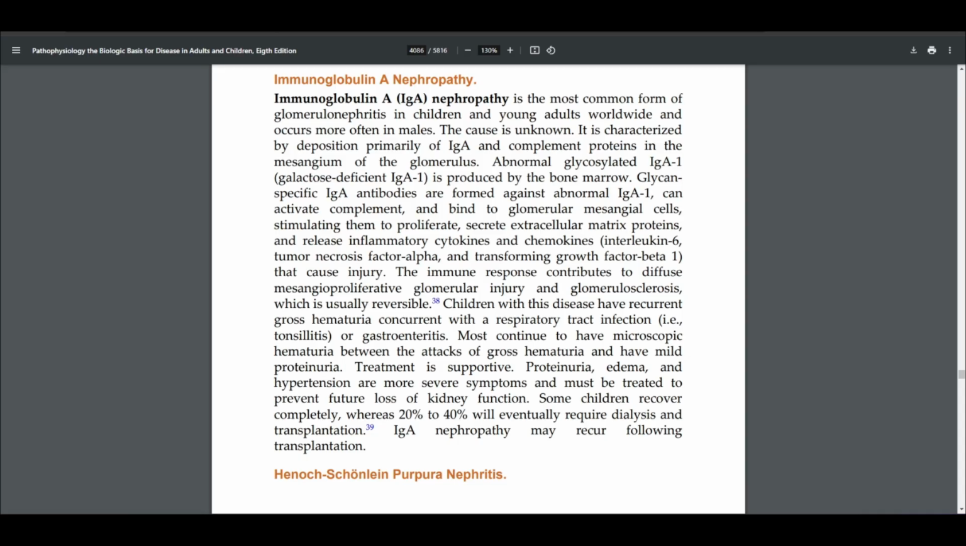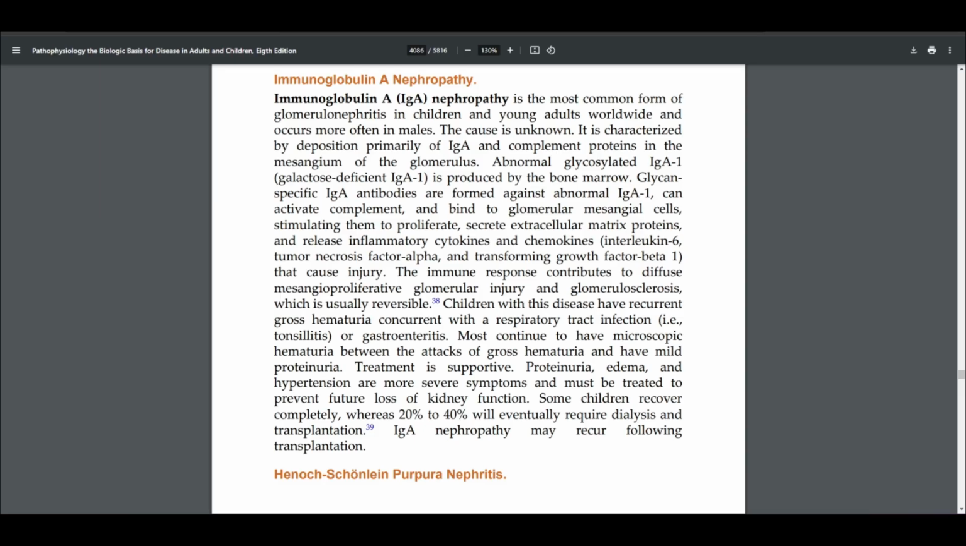Immunoglobulin A nephropathy, or IgA nephropathy, is the most common form of glomerulonephritis in children and young adults worldwide, and occurs more often in males. The cause is unknown. It is characterized by deposition primarily of IgA and complement proteins in the mesangium and the glomerulus. Abnormal glycosylated IgA1 is produced by the bone marrow.